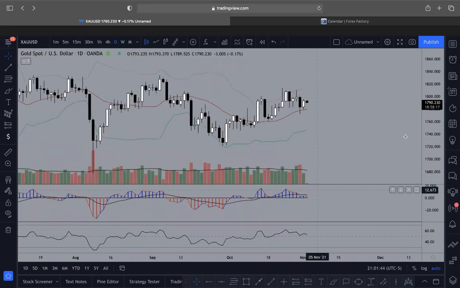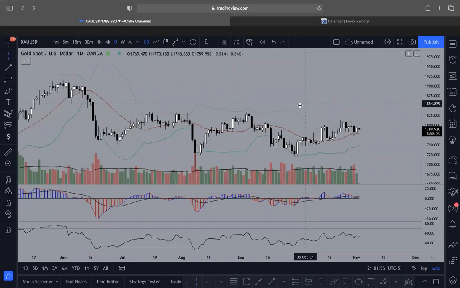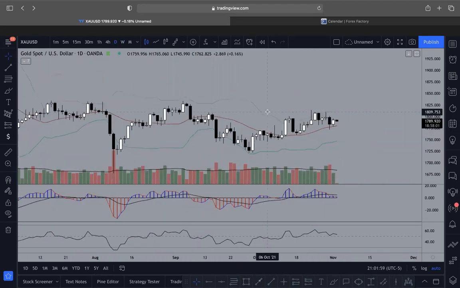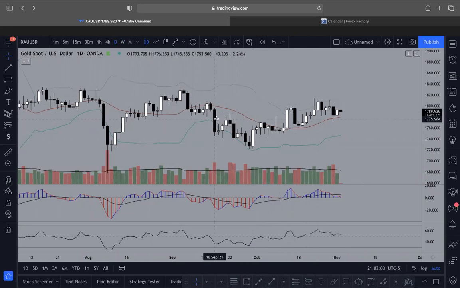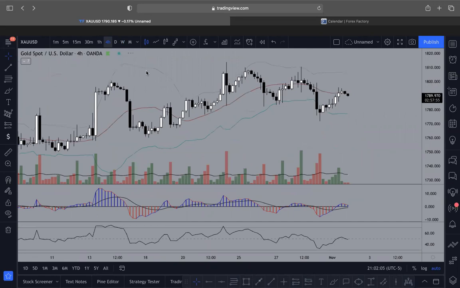And right here, we are holding above this EMA. We are above the 50. We are still above zero here. Everything is bullish on the daily on gold still, but it's just sideways. It's not like it's trending bullish. It has a bullish higher high, higher low scenario, but it's not really trending bullish.